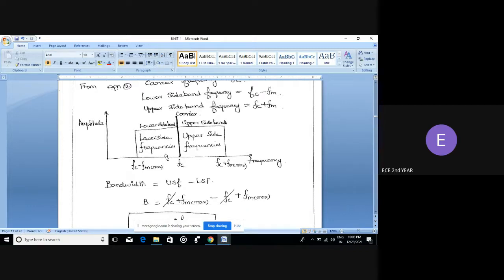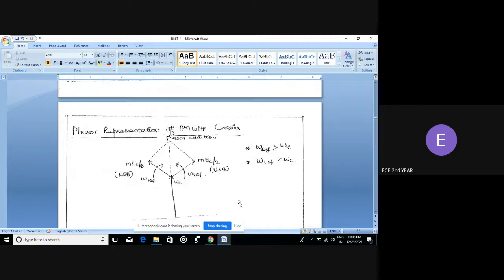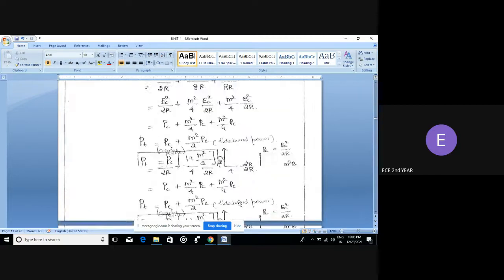Next is the bandwidth. We calculate the bandwidth as the upper sideband frequency minus the lower sideband frequency. The upper sideband frequency is FC plus F max, whereas the lower sideband frequency is FC minus F max. So FC gets cancelled, and the bandwidth for AM modulation is 2 F max.